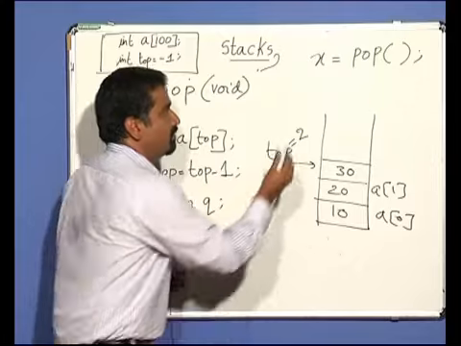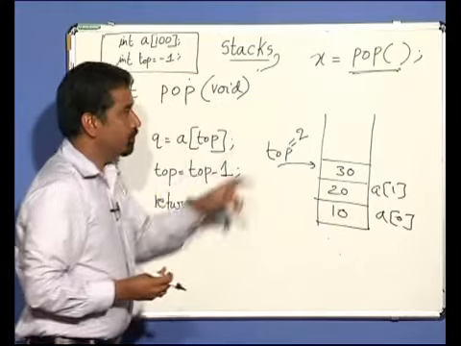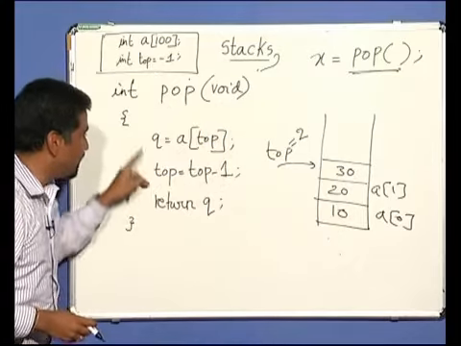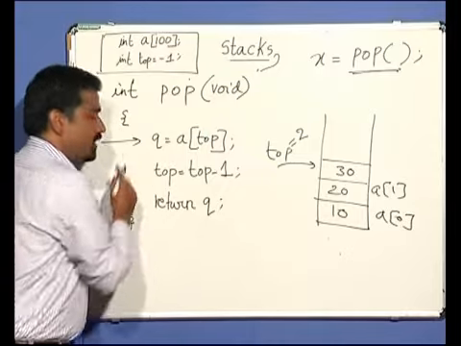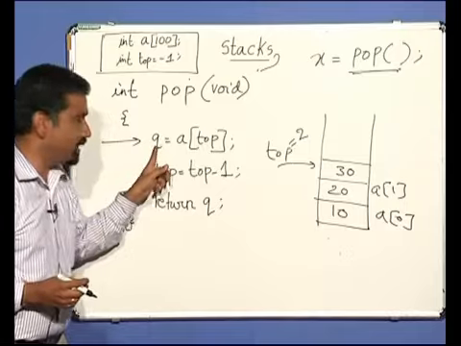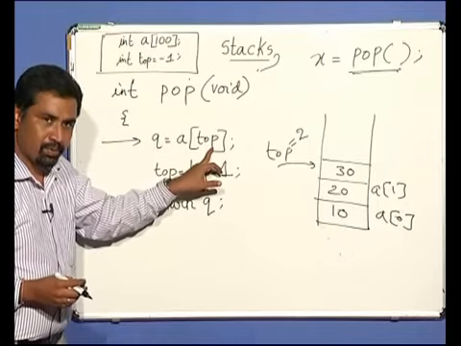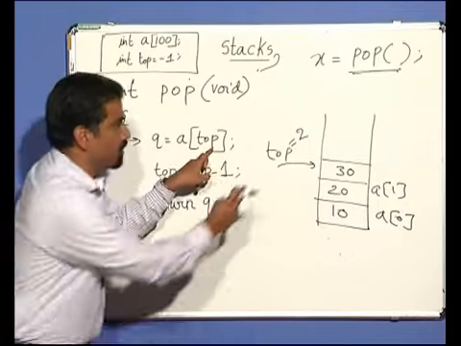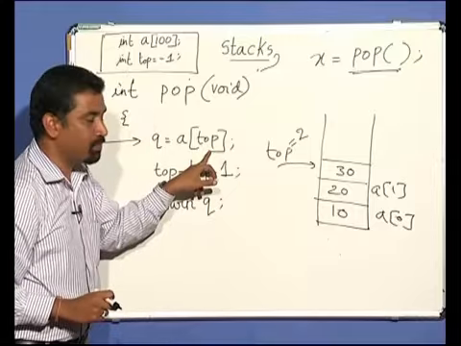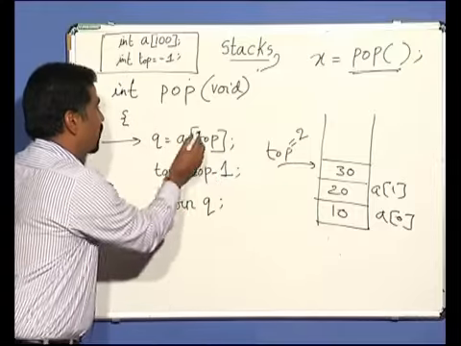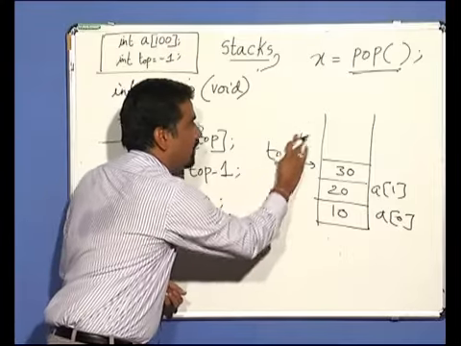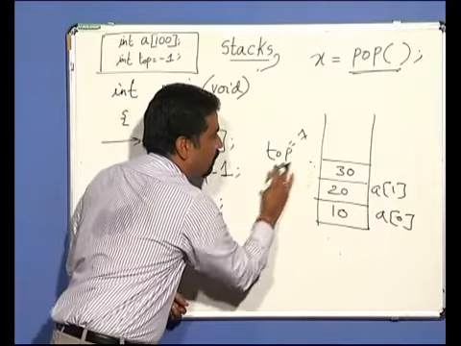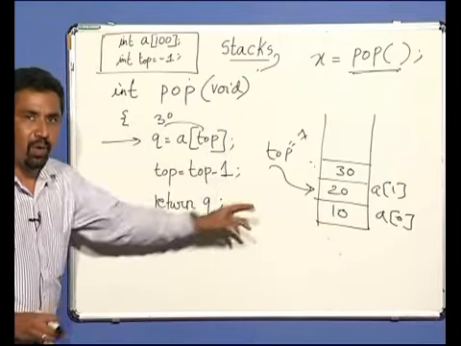Now what happens when this function is called? It comes here, and these 3 statements are executed. Let us see them one by one. Look at the first statement. What is the value that gets copied into Q? A of top. The question is, what is top right now? Top is nothing but 2. So what is a of top? 30. So Q gets 30. Next statement, top gets reduced by 1. So top will become 1, that is, now it will be pointing to 20.